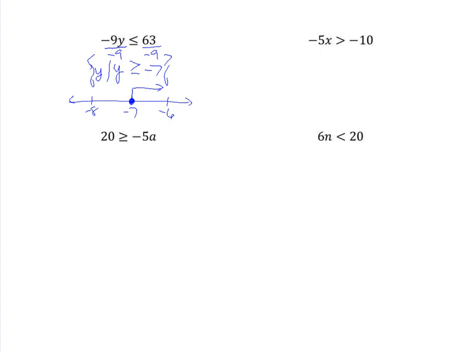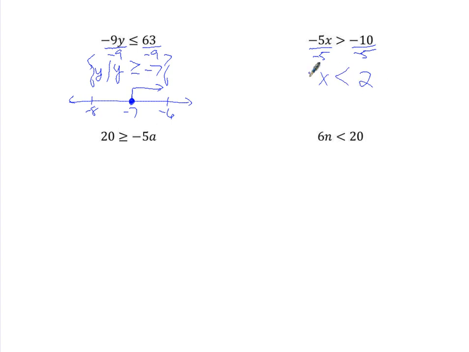If we go across, the negative 5x is greater than negative 10. If I want to solve this, I'm going to divide by negative 5 to both sides. That'll give me x here. That gives me what on the right? Positive 2. And then my inequality symbol will be less than. We have to flip it because we divided by a negative number.